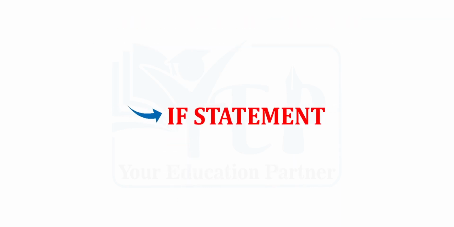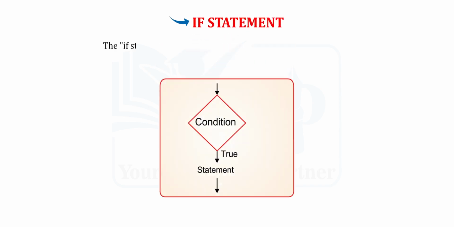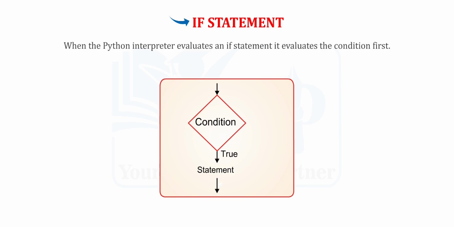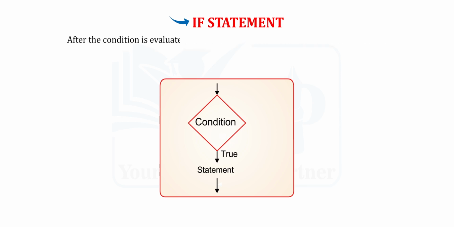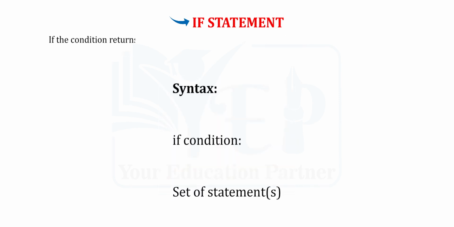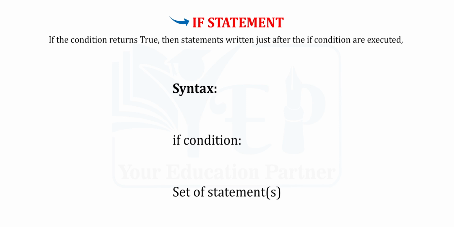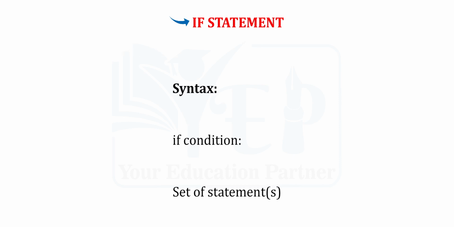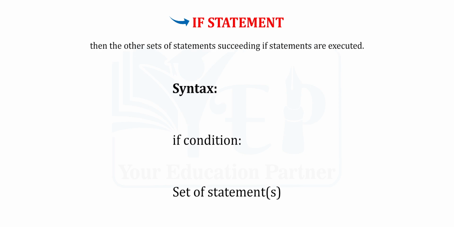Okay, now let us talk about the if statement. The if statement consists of the if keyword followed by a condition. When the Python interpreter evaluates an if statement, it evaluates the condition first. After the condition is evaluated, the condition returns a Boolean value. It can return either true or false. If the condition returns true, then statements written just after the if condition are executed, and if the condition returns false, then the other sets of statements succeeding the if statement are executed.